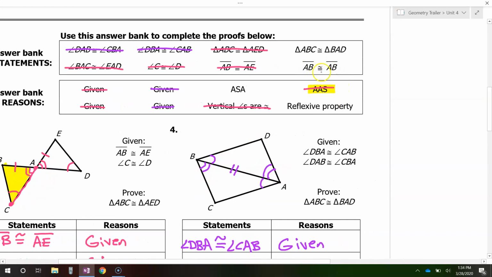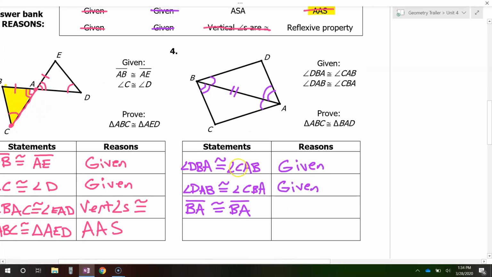Okay, well, so they said AB is congruent to AB, same thing. The reason when you have this little statement saying something is congruent to itself, that is called the reflexive property. All right, the reflexive property. So we're at the end. It is time to say the thing that we were trying to prove.